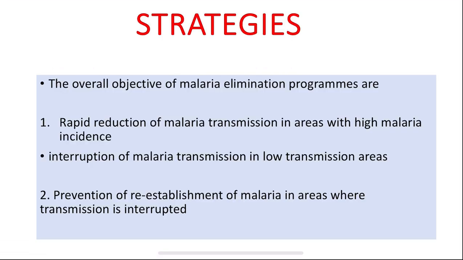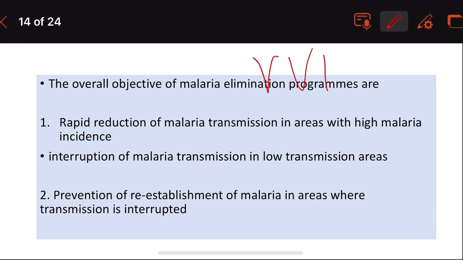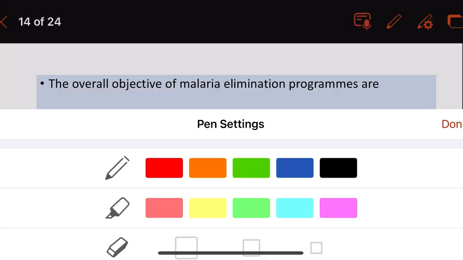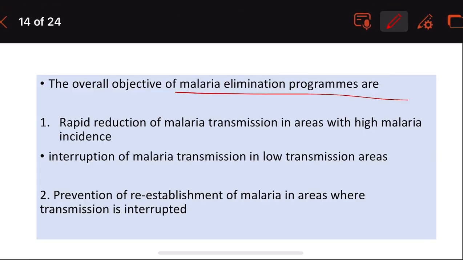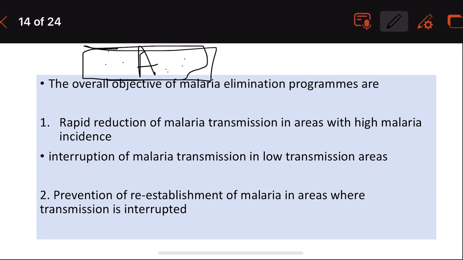Moving on, very important, the strategies of this malaria control program. The overall objective of the malaria elimination program is the rapid reduction of malaria transmission in areas with a high malaria incidence. So this is area A, where malaria transmission is very high. And now we have area B, where the malaria transmission is less.